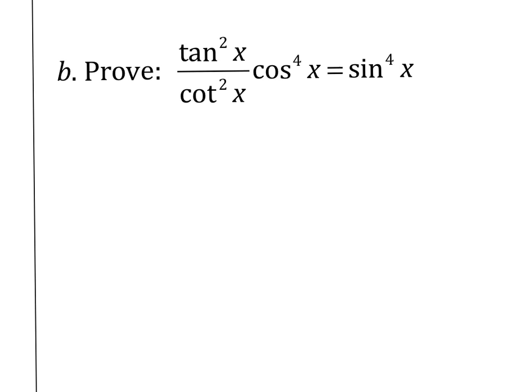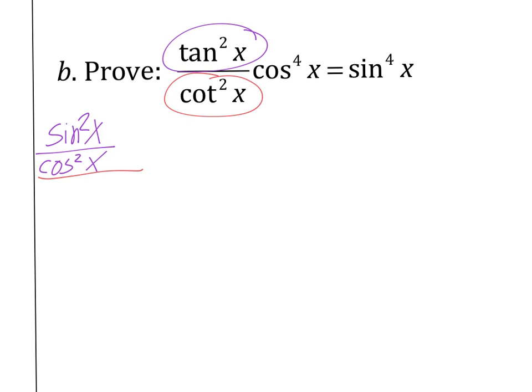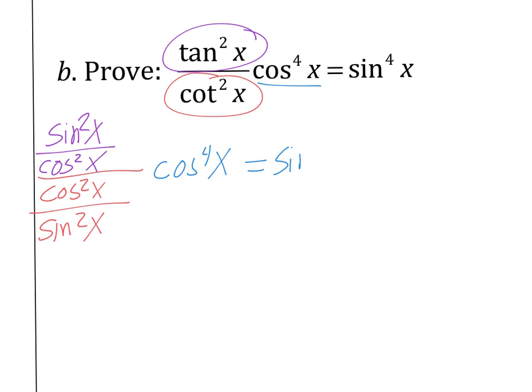So I would write tangent squared as sine squared x over cosine squared x. Cotangent squared is going to be cosine squared x over sine squared x. I'm going to leave this one alone. It's already in terms of cosine: cosine to the fourth x, and keep my sine to the fourth coming down.